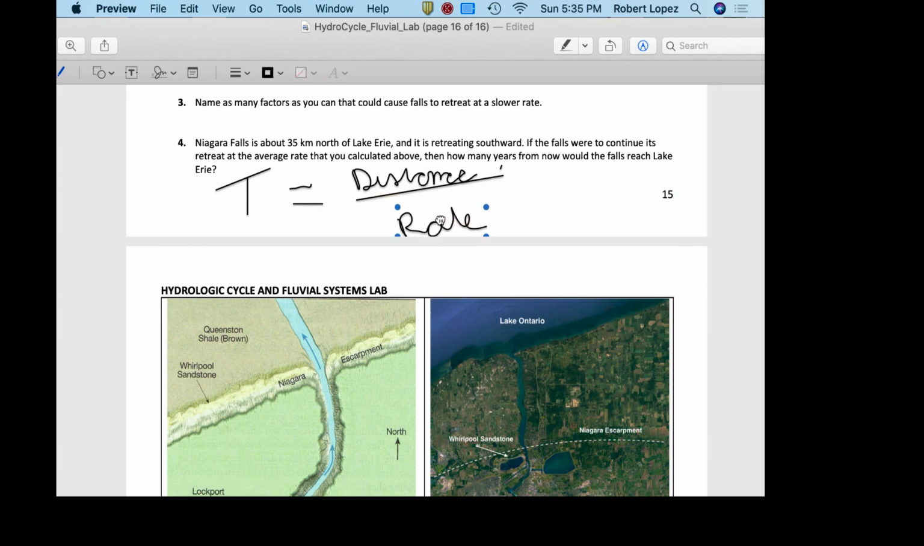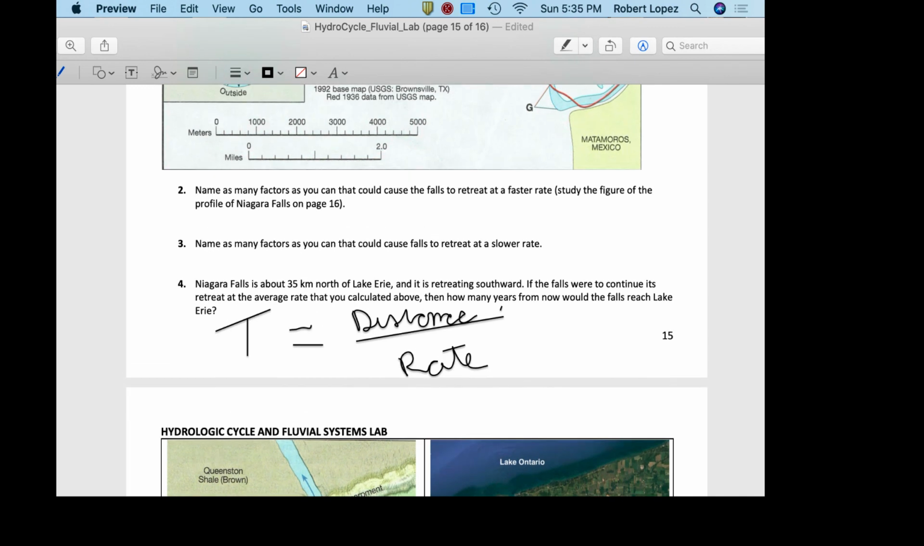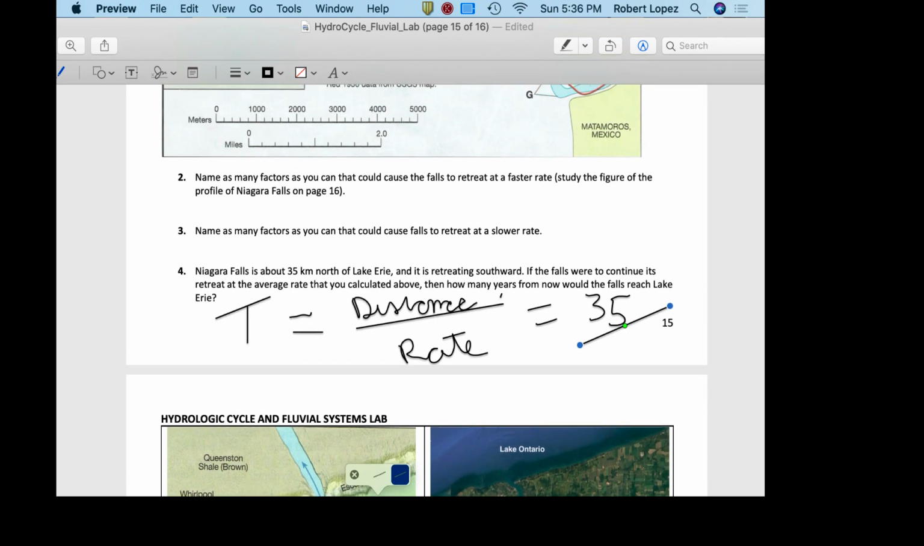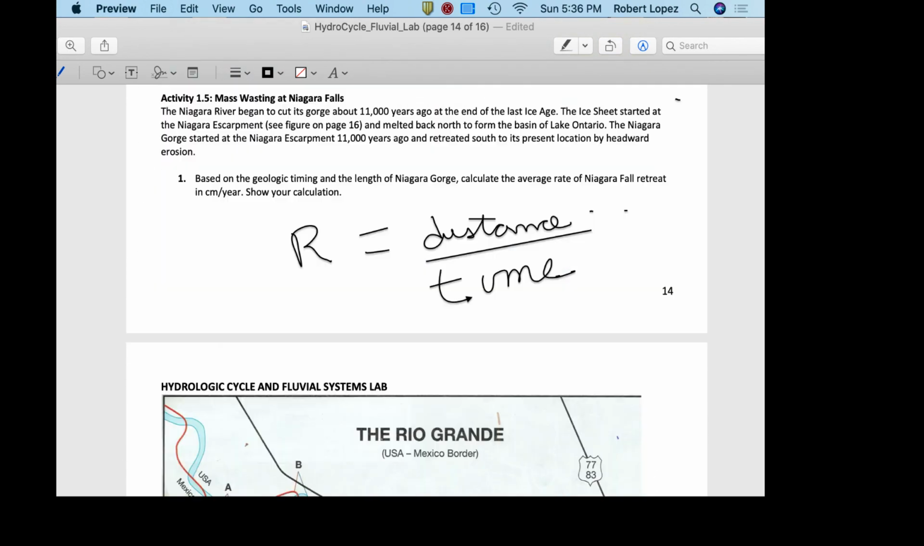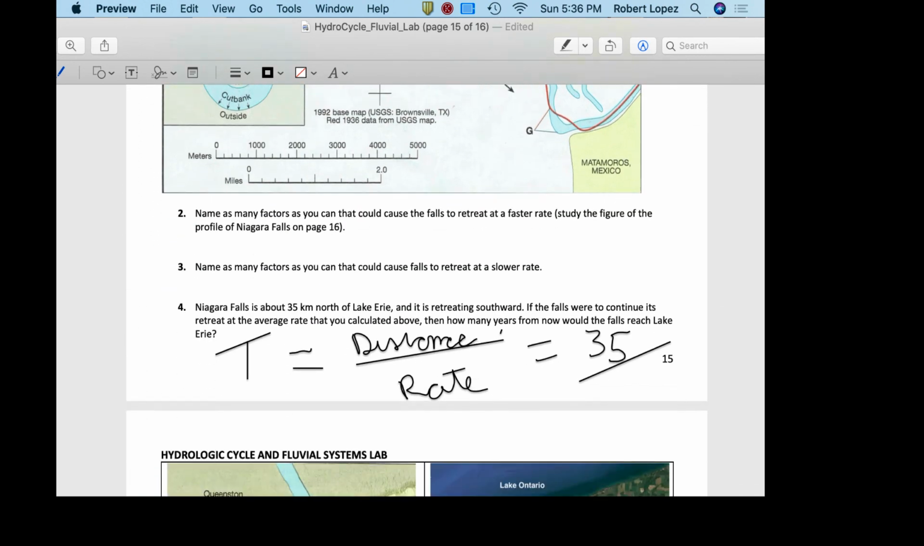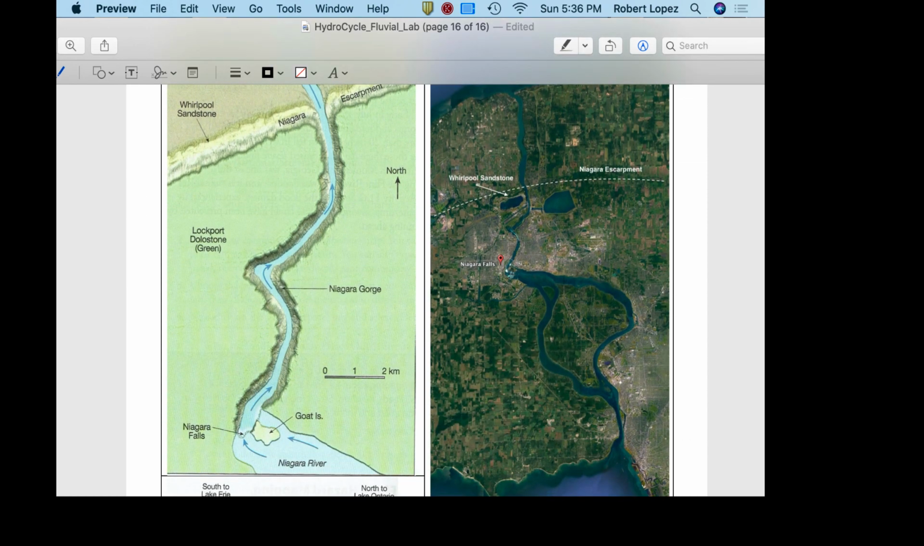And we know that our rate is what we had up here; you have to calculate that rate. In this case, you'll have the 35 kilometers and you're going to divide that by the rate, and make sure your rate is in kilometers per year. When you answer this problem, you'll figure out the rate. Here they say centimeters per year, but maybe we should just focus on kilometers per year, because you're going to need those kilometers when you figure out the time, or how long it's going to take before the falls eventually reach Lake Erie. So work on that. This is pretty straightforward. You should be able to understand what's going on there.